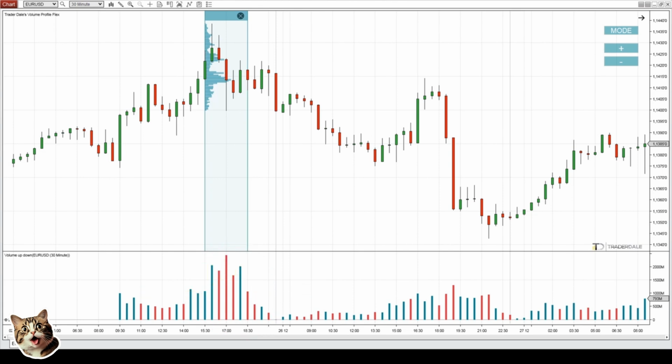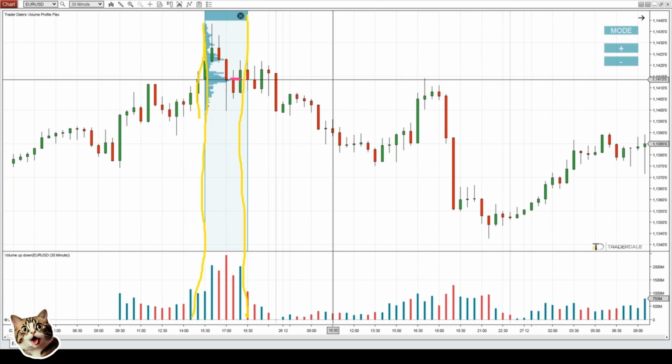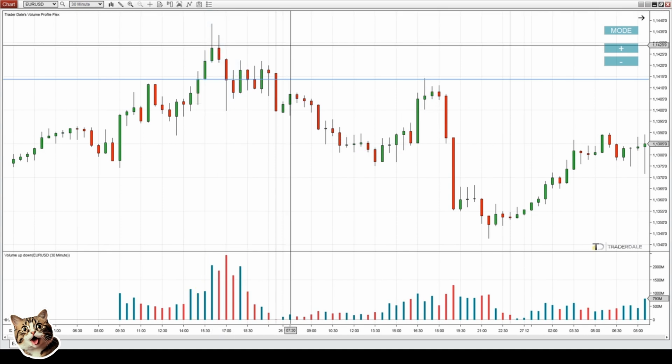Alright, so let's get back to the chart. This is the profile which I've drawn over this area. Heaviest volumes being in here. So what you do is you draw a line there. Afterwards, you wait for the price to go upwards or downwards from this area. As you can see, it goes downwards. So you wait for a pullback and you go short from there. Alright, that's it. So let's move forward.